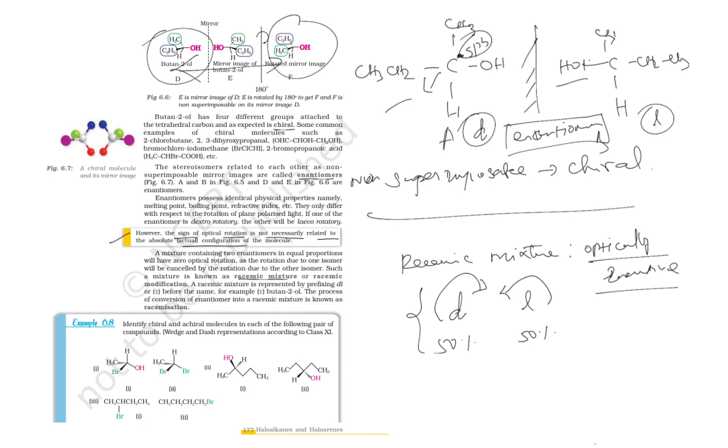There is a question given here: identify the chiral and achiral molecule in each of the following pairs, in compound and wedge and dashed representation, according to class 11. Look, this carbon which has 4 different groups is going to be chiral. These two are the same, so this is not going to be chiral. In case of this one, it is connected with OH, hydrogen, CH3, and then one more group. So this is going to be chiral, this is not. Why? Because these two are the same. But in case of this one, hydrogen is there, CH2CH3 is there, CH3. So this is optically active and chiral. This is not optically active because it has the same hydrogen twice. Okay, clear?